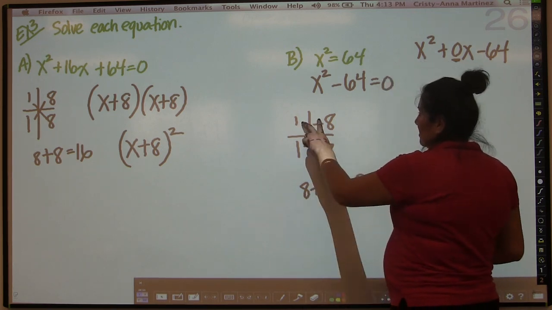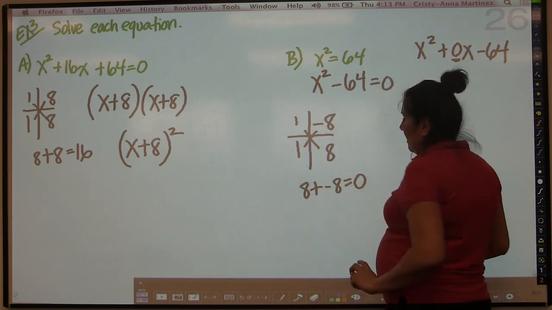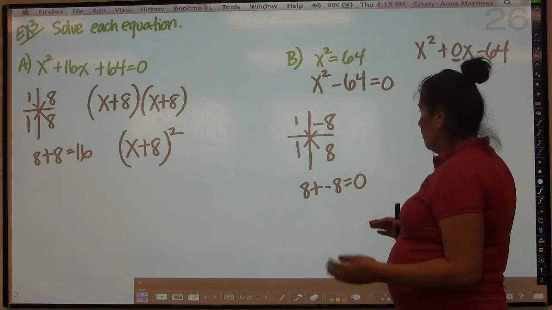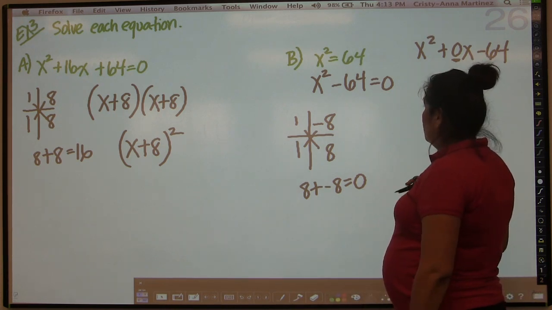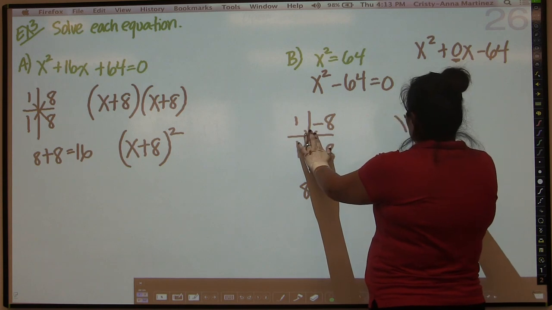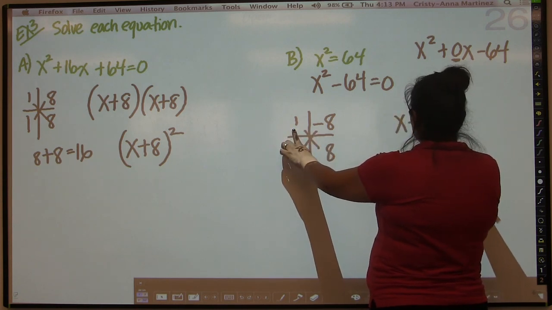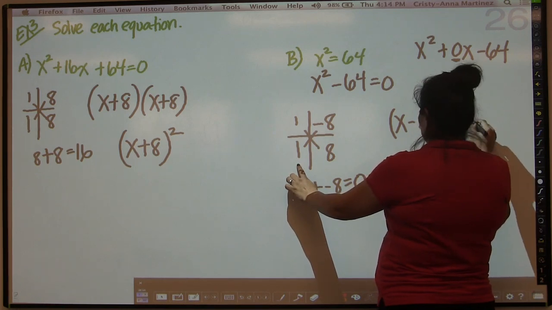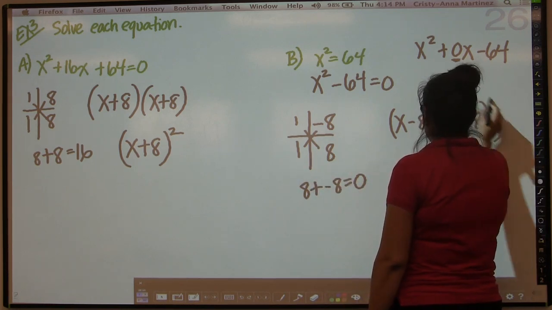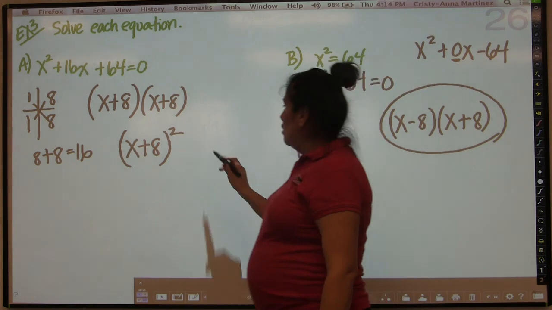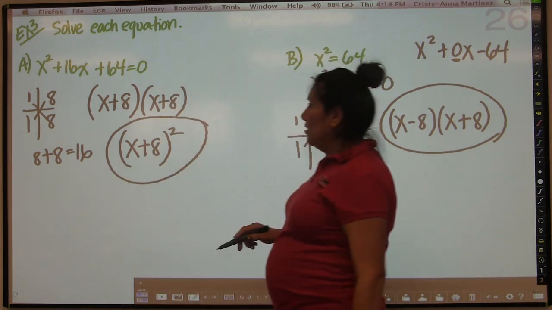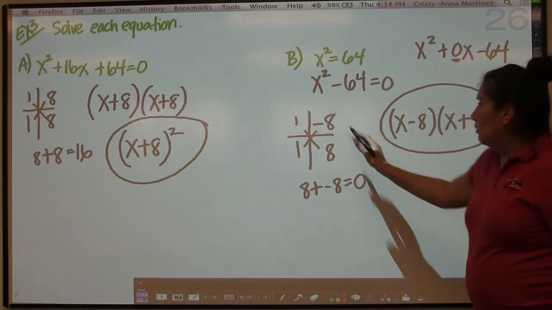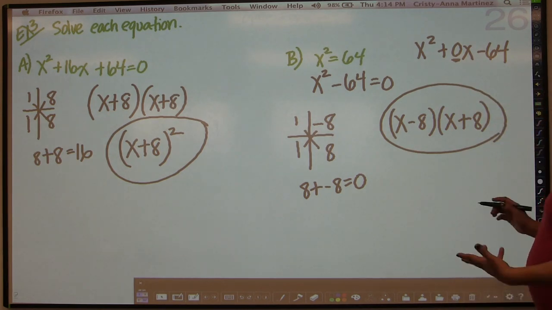So when you have the same factors, but one's positive and one's negative, then that case is going to happen and they'll cancel out. And so now your factors are going to be 1x minus 8 and 1x plus 8. And that's it. So even though it looked like it was going to be all weird, you can still use the little grid here to help you solve this example.